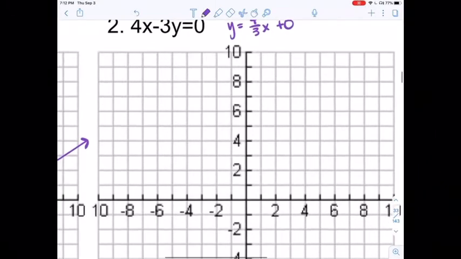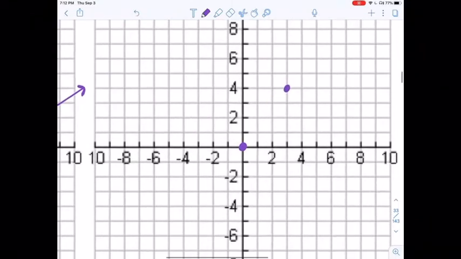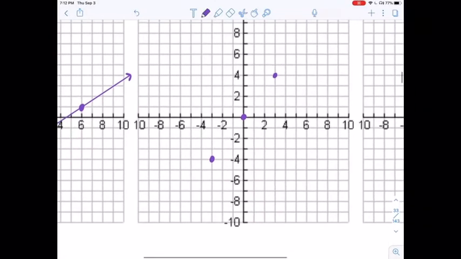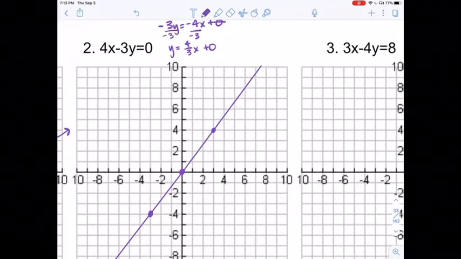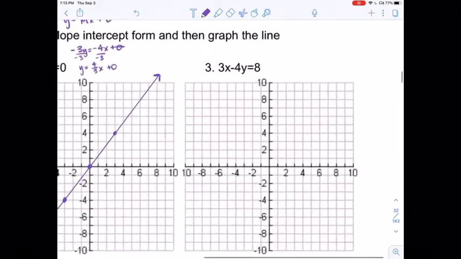So this is going to go through the origin. And my slope is up 4 over 3. I can also go down 4, back 3. And then we're going to draw in our lines. Don't lose track of those negatives. That is one very common mistake that tends to be made, is that we lose track of the negative and then our slope is wrong.